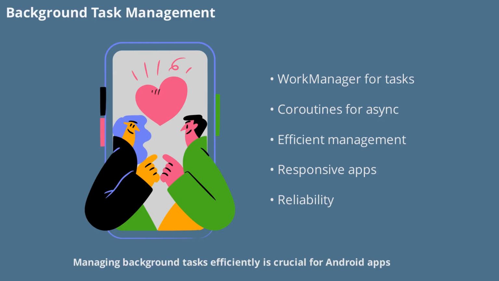Managing background tasks efficiently is crucial for Android apps. WorkManager and Kotlin coroutines are popular tools for running tasks outside the main thread. WorkManager handles scheduled and guaranteed tasks, while coroutines simplify asynchronous operations. Sharing your approach to background task management shows your ability to build responsive and reliable applications.